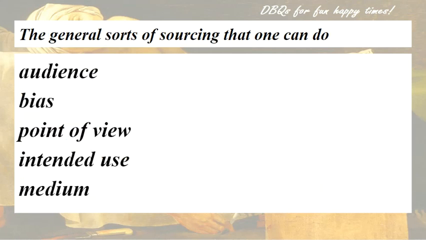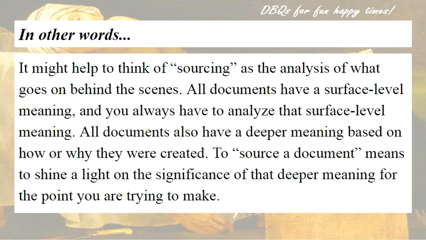The general sorts of sourcing that one can do: audience, bias, point of view, intended use, medium. In other words, it might help to think of sourcing as the analysis of what goes on behind the scenes. All documents have a surface level meaning, and you always have to analyze that surface level meaning. All documents also have a deeper meaning based on how or why they were created. To source a document means to shine a light on the significance of that deeper meaning for the point you are trying to make.